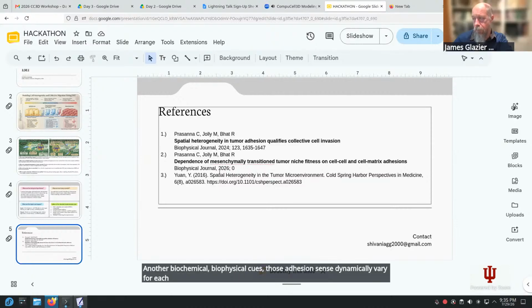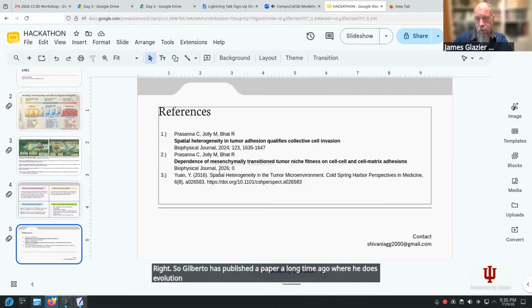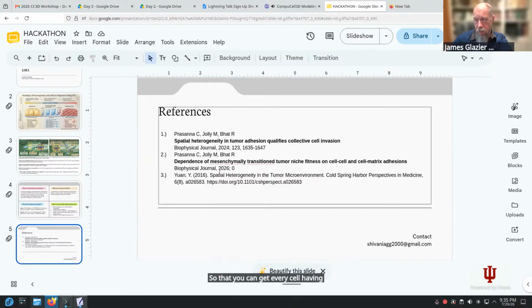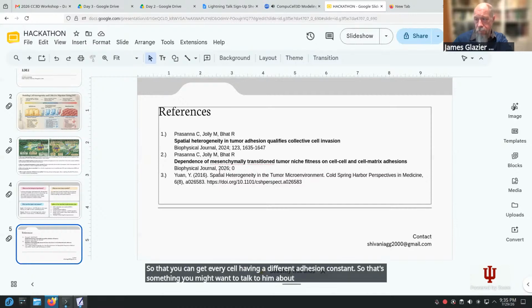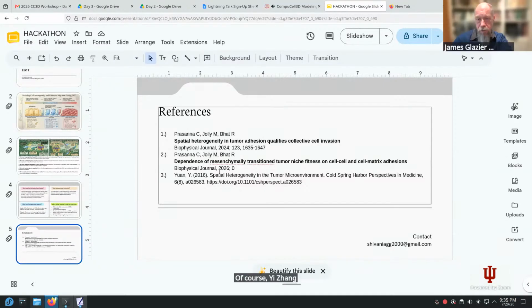Right. So Gilberto published a paper a long time ago where he does evolution in a tumor where the adhesivity of each cell changes on cell division, so that you can get every cell having a different adhesion constant. That's something you might want to talk to him about, how to do that. Of course, Yi Zhang has also published some papers on leader-follower.